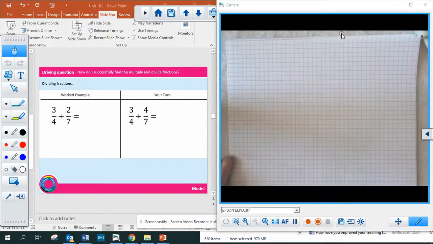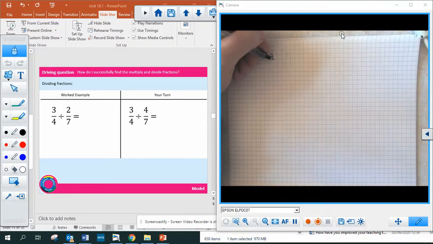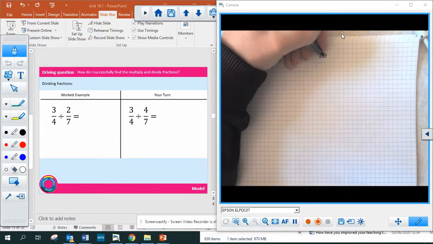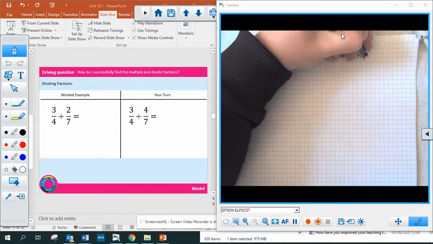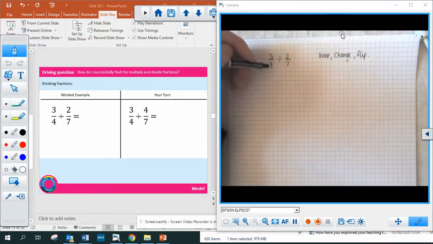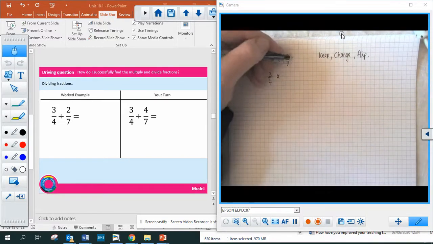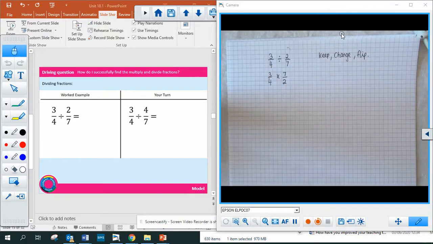Okay, so I've been asked to do 3/4 divided by 2/7. And my rule is keep, change, flip. Keep, change, flip. So I keep my first fraction exactly the same. So that is 3/4. I change my division sign to a multiplication sign. And I flip my last fraction. So I find the reciprocal of my last fraction, which is 7 over 2.